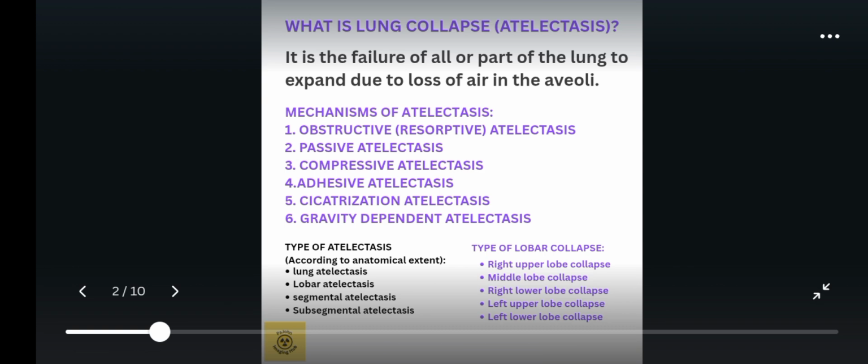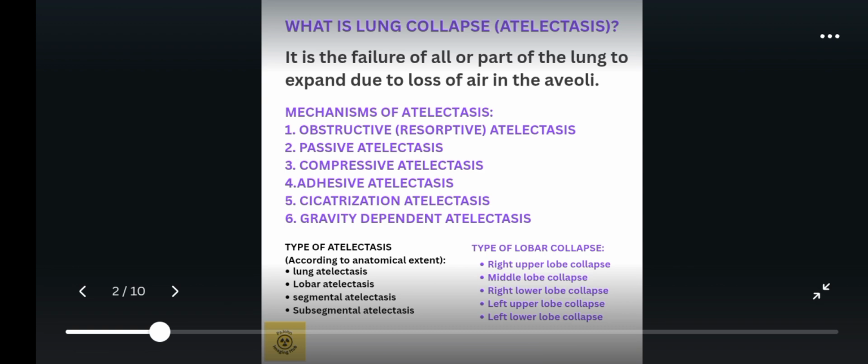Causes of adhesive atelectasis in adults include radiation pneumonitis and smoking. Smoke inhalation, whether in active smokers or passive smokers, can put them at high risk of having adhesive atelectasis. Then acute respiratory distress syndrome and pulmonary embolisms are also causes of adhesive atelectasis.